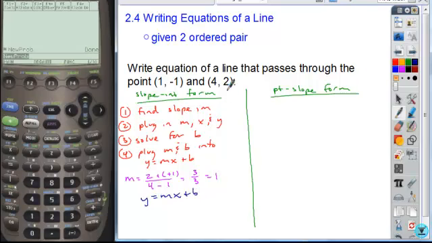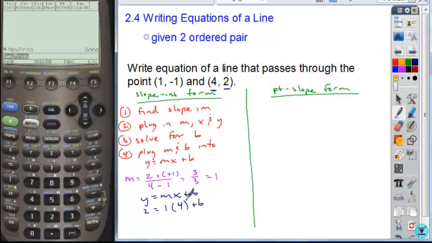Plug in our given y. We can choose either point now. It doesn't matter. Often I'll probably just pick the coordinate with the most positive numbers. So 2 is my y value. My m value I just found to be a 1. My x value is a 4.